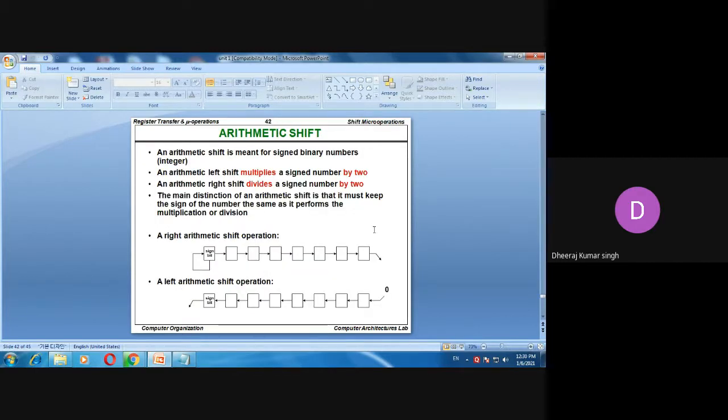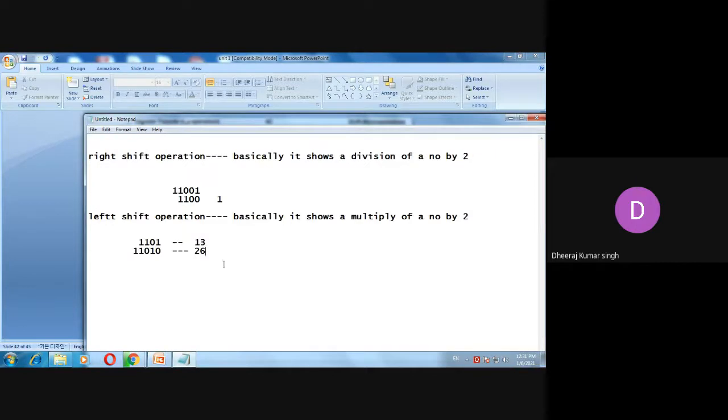Next is the arithmetic shift, which is meant for signed binary numbers. What are signed binary numbers? Suppose we write plus 3.